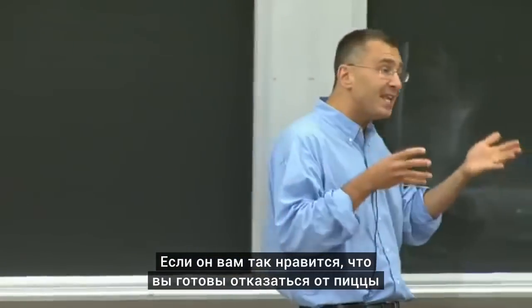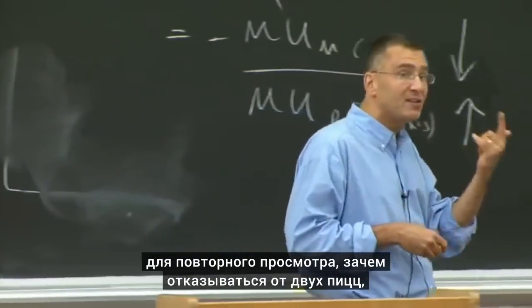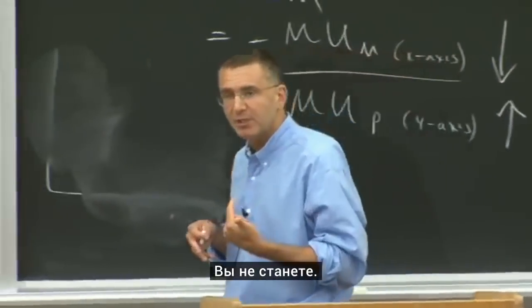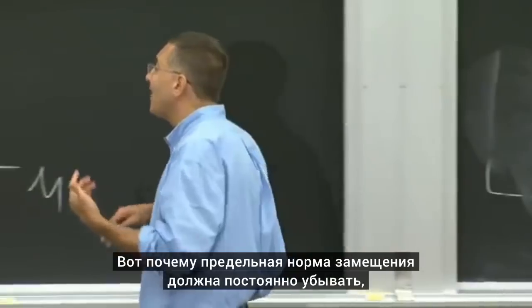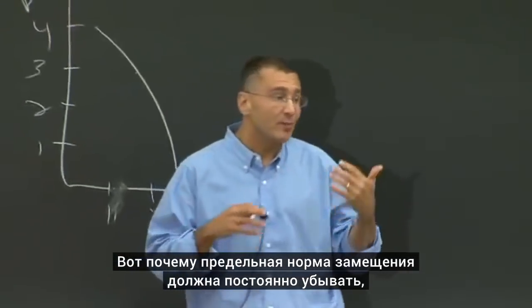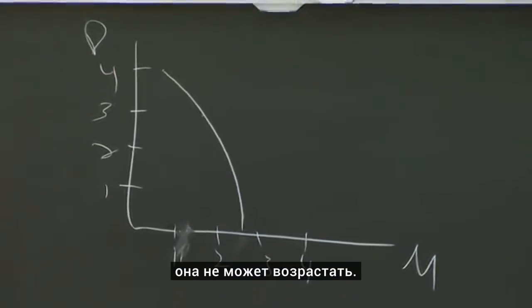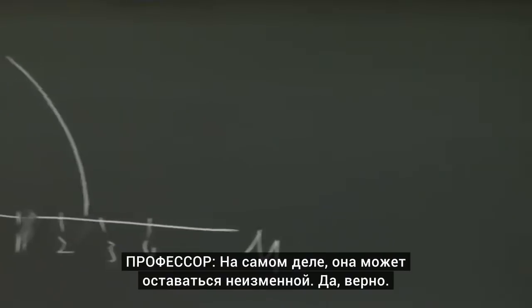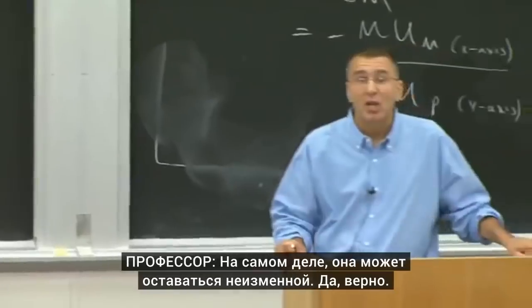If you only like it so much that you only give up 1 pizza to see it a second time, why would you possibly give up 2 pizzas to see it a third time? You wouldn't. Okay, it doesn't make sense. And that's why marginal rate of substitution has to be everywhere decreasing. It can't be increasing. Yeah? Could it remain constant? It could absolutely remain constant.